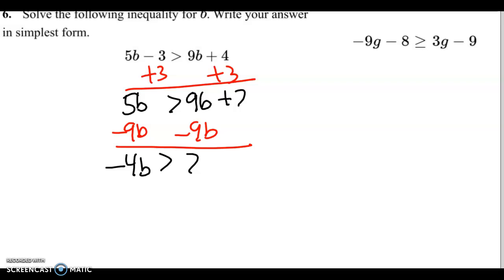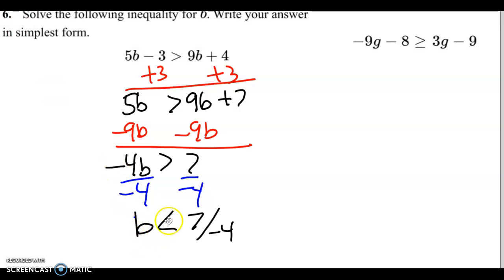Now we're going to divide again by a negative, so we're going to swap the inequality around, and we get b is less than 7 over negative 4. Now let me make this point. It doesn't matter if the negative is on the 4, on the 7, or in between the two. As long as you only got one negative, then you're fine. Alright, let's take a look at another example.